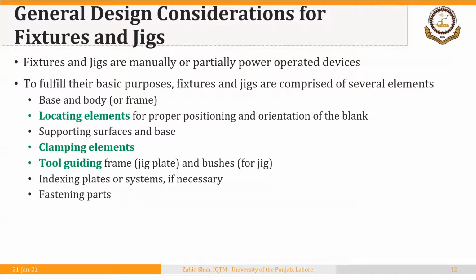So again, to re-emphasize the basic point that we discussed in the beginning, we need locating elements, clamping elements in the case of fixtures, and we need tool guidance in the case of a jig. So these are the minimum components of a fixture or jig. And in many cases, we do need a base or body of the fixture or jig, and we need some fastening parts as well. So the part is clamped in the fixture or jig, and many times we need to clamp the fixture or jig on the machine bed as well.